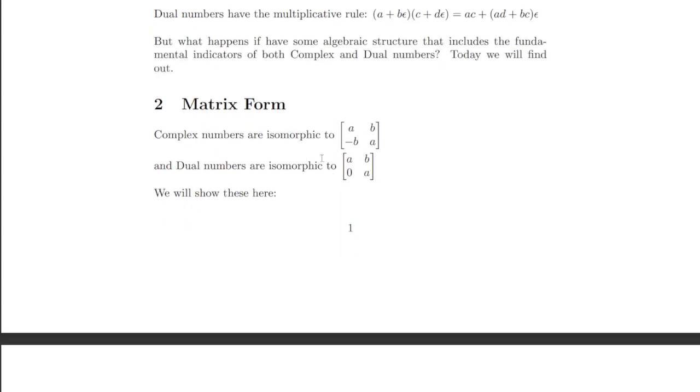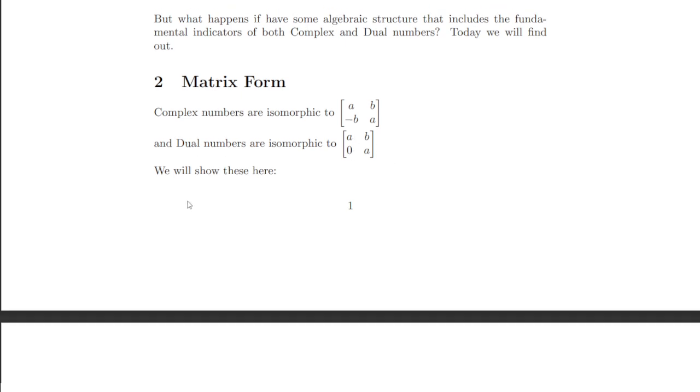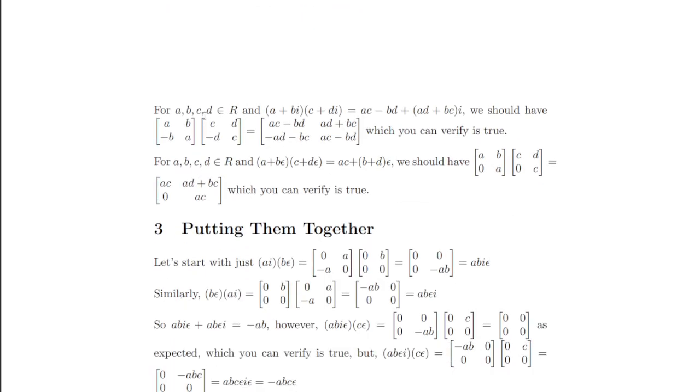So today we'll find that out. The matrix forms for complex numbers are isomorphic to [a, b; -b, a], and for dual numbers are isomorphic to [a, b; 0, a]. We will show these here. For a, b, c, and d in real numbers, a plus bi times c plus di equals ac minus bd plus ad plus bc i. We should have [a, b; -b, a] times [c, d; -d, c] equals [ac minus bd, ad plus bc; -ad minus bc, ac minus bd], which by matrix multiplication you can verify is true.